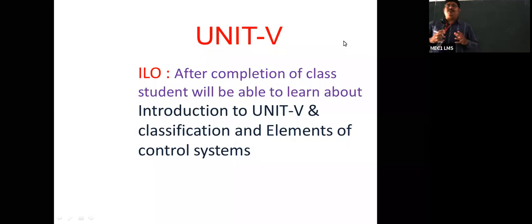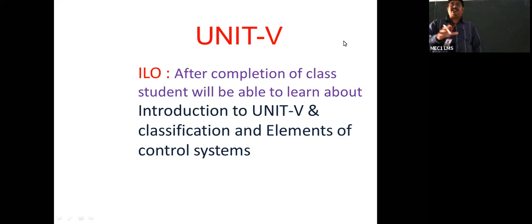In Unit 2 and Unit 3, we discussed various types of sensors and transducers. But Unit 5 and Unit 6 are completely control systems. These control systems will be somewhat deviated from the mechanical. That means some electronics flavor, or some electrical flavor, will be mixed with the mechanical system.